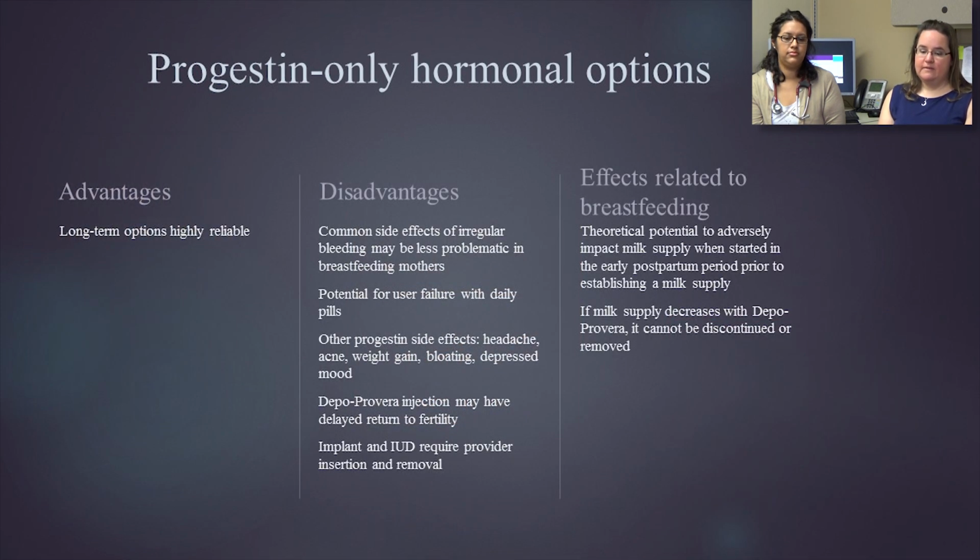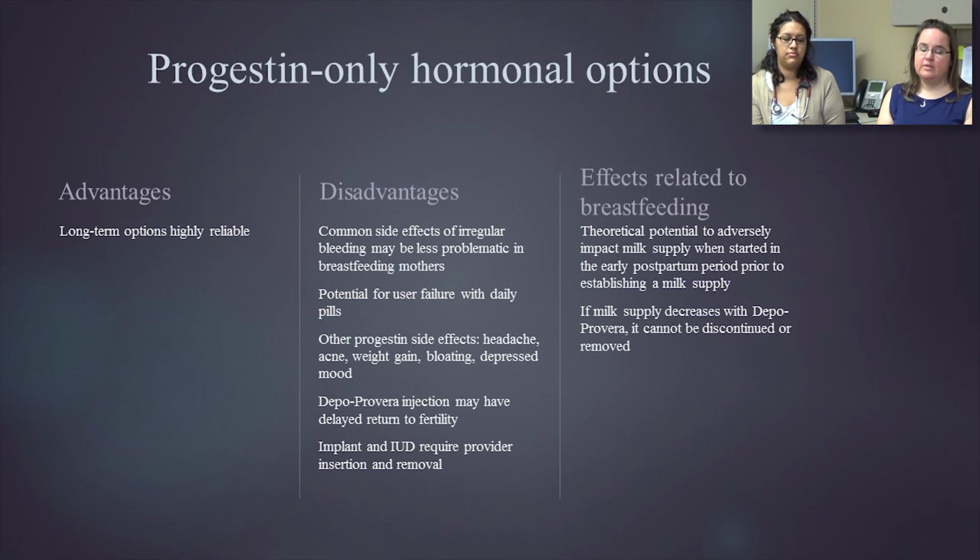So talking about advantages of progestin-only hormonal options. There are long-term options that are highly reliable. We talked a little bit about the IUD before, and also the Nexplanon that is put into the arm. Disadvantages that we talk about are irregular bleeding, and it may be very problematic for breastfeeding mothers because the mother may not know what's going on with her body, why she's having this bleeding. And it can be a little bit scary if you have a new infant at home, your body isn't working in the same way that it's used to working.